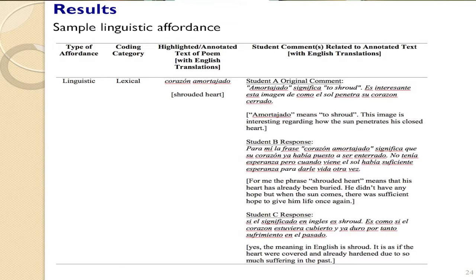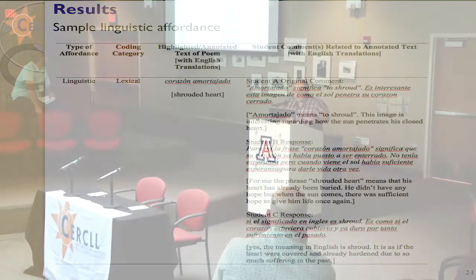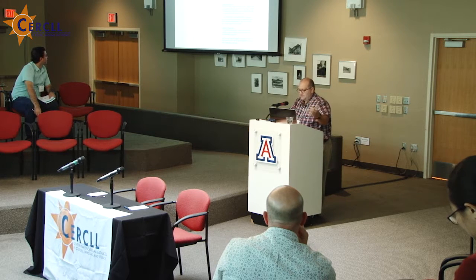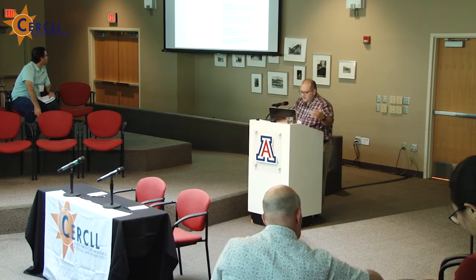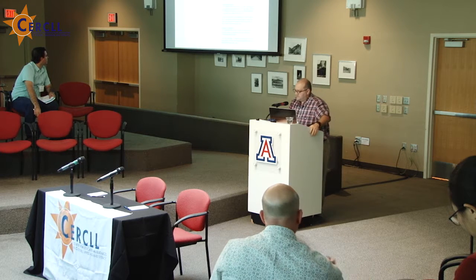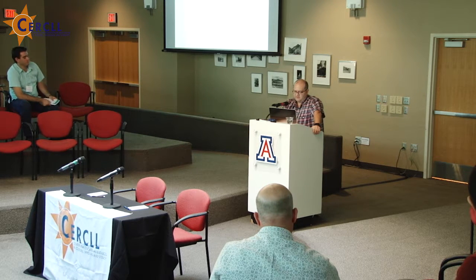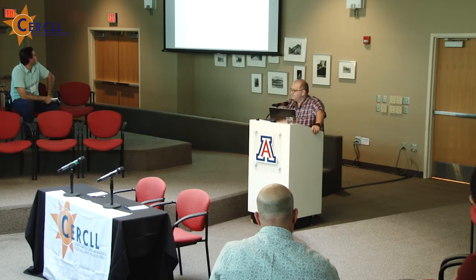And a sample linguistic affordance is pretty straightforward. There are the words corazón amortajado, which means shrouded heart. And so there's a literal translation here of what the word means: to shroud. This image is interesting regarding how the sun penetrates his closed heart, etc. So we illustrate this in the study a bit more and talk more about each of those, but I wanted to give a glimpse of what we did there from the theoretical perspective.